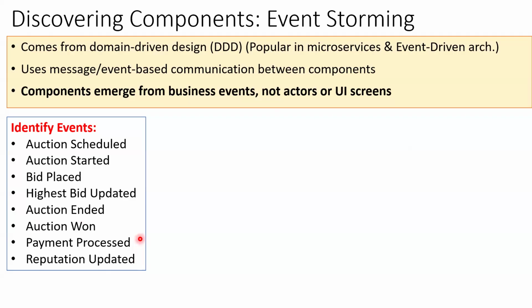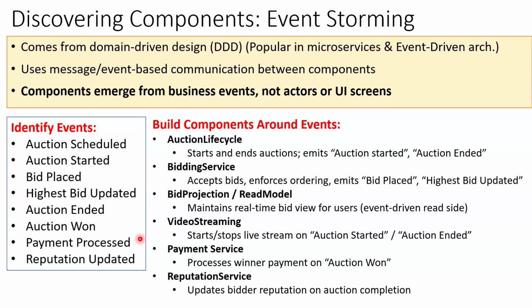So these are the events. You just identified events in your case study, and now you will build components around these events. So for instance, auction scheduled, auction started and auction ended: you can have an auction life cycle component, trying to manage starting and ending auctions. So it will emit messages or events such as auction started and auction ended.